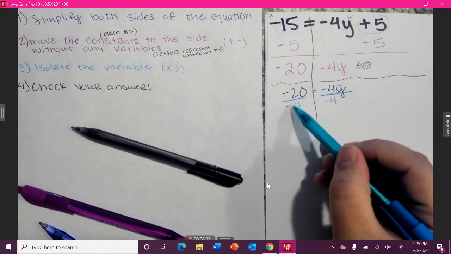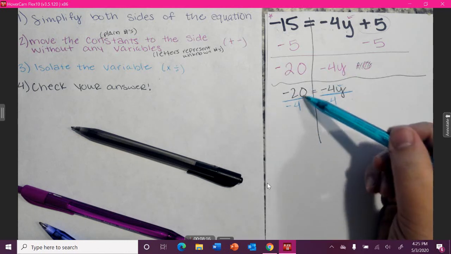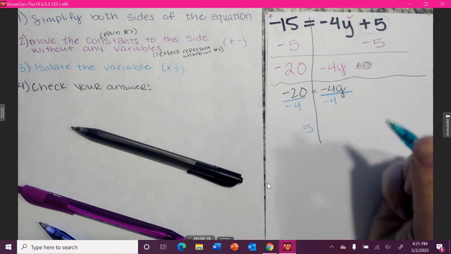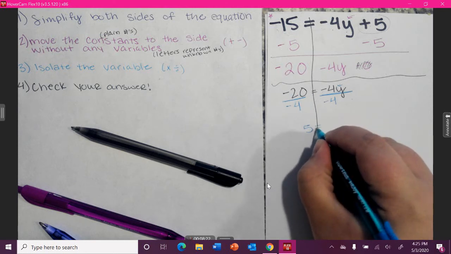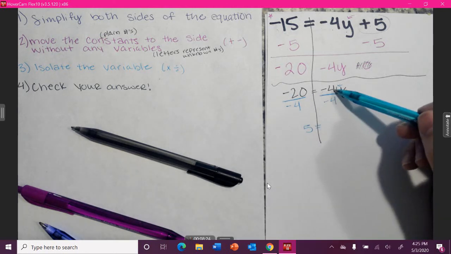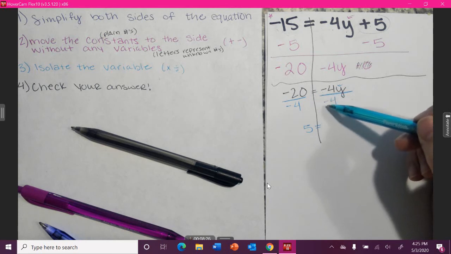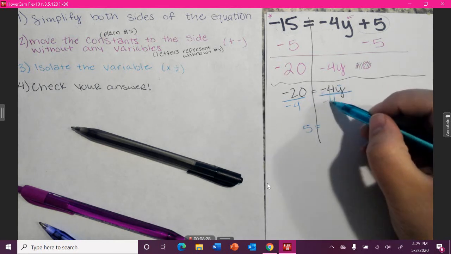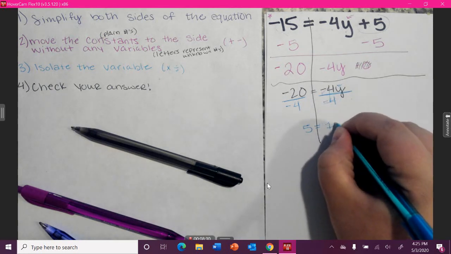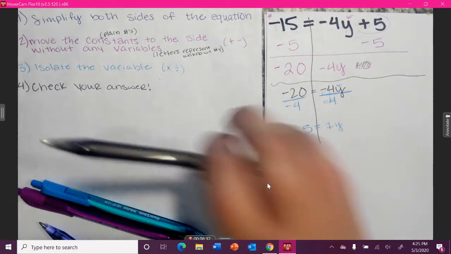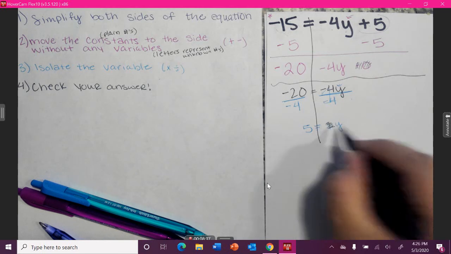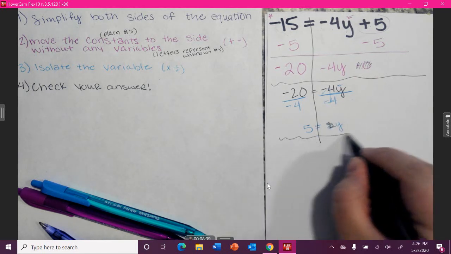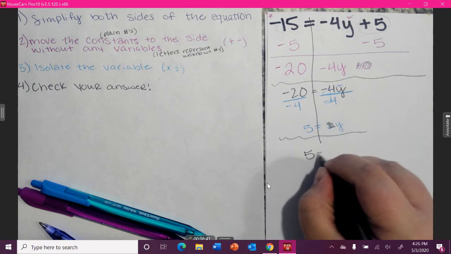Negative 20 divided by negative 4. 20 divided by 4 is 5, and those signs are the same, so it's a positive 5. Negative 4y divided by negative 4 leaves us with a positive 1 times y. Multiplying by 1 doesn't change the value though, so 1 times y is really just y. This means that 5 is equal to y.